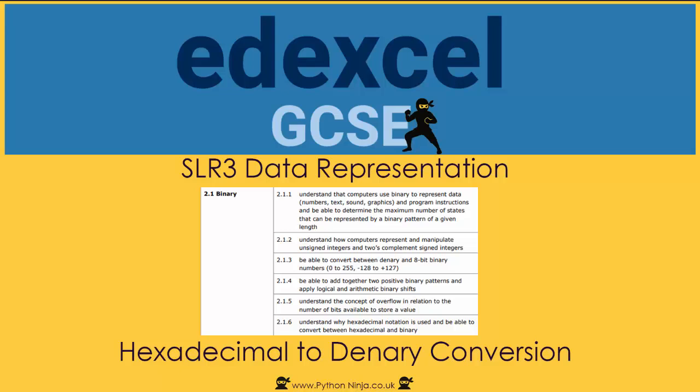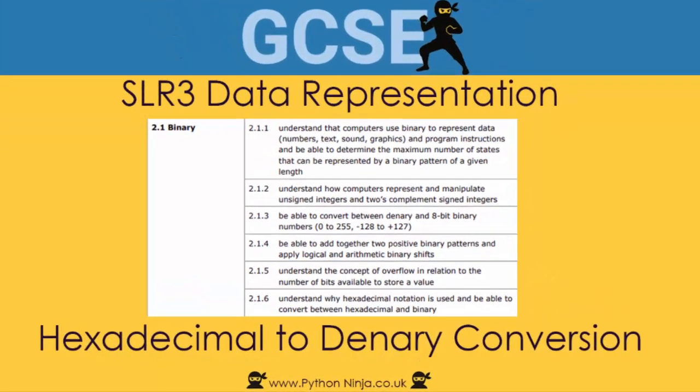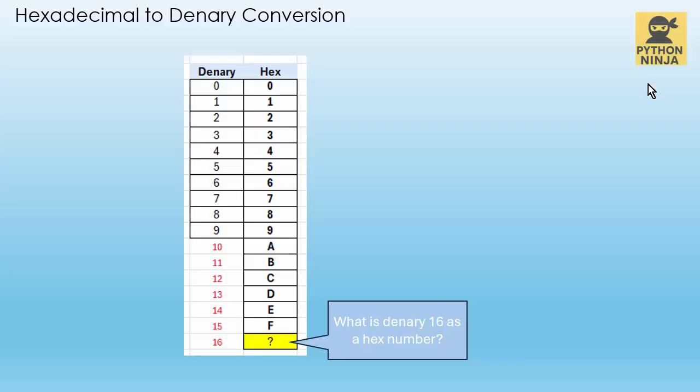Okay, so now we know what hexadecimal is. Let's now convert our base 16 hex value to a denary value. In order to convert a base 16 hex value to a base 10 denary value, we need to be able to answer this question here. If we are at denary 16, what is the hex value? Another way to put it is, when you've run out of single digits for a hex value, what comes next?